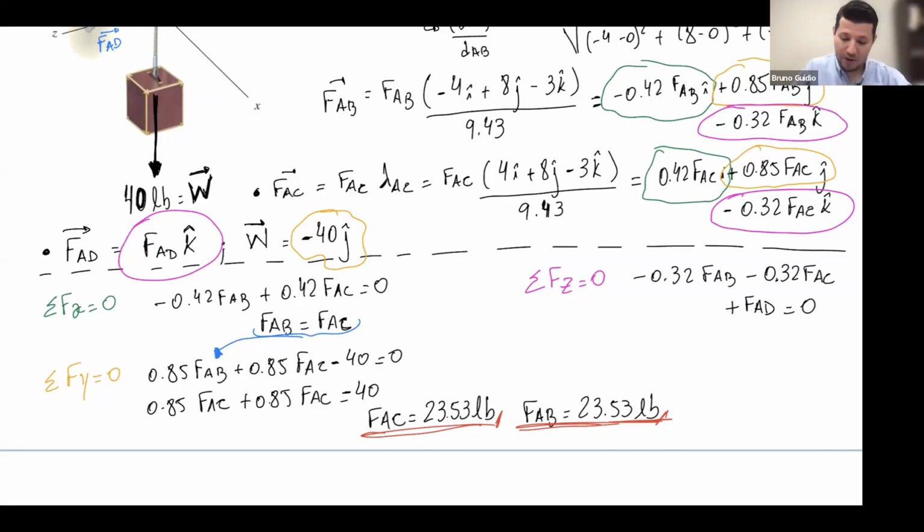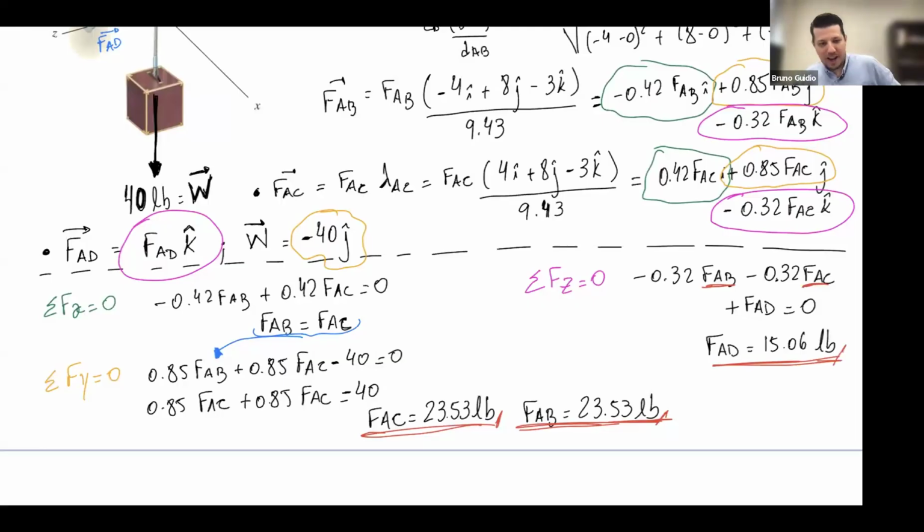Well, now we have this one, that one. You're going to find FAD, you're going to calculate it at the end. My calculation here, I have 1506 pounds. And that's it. I found the force on each cable.